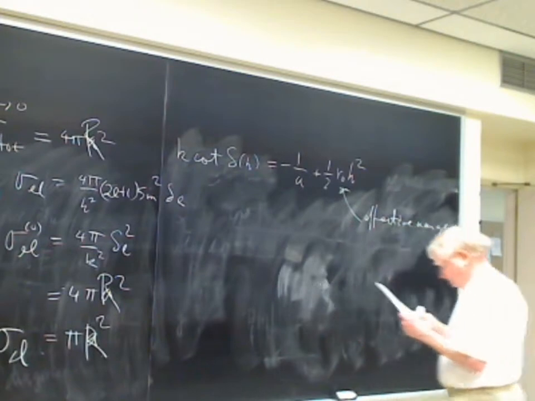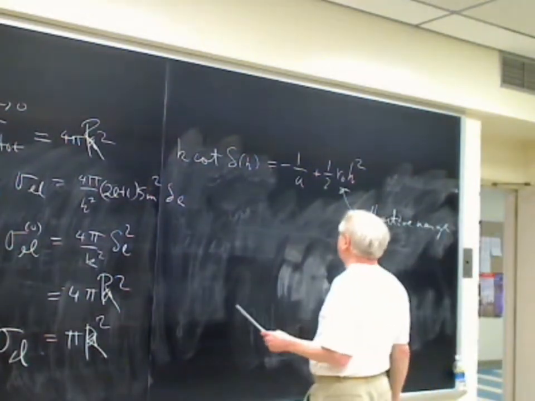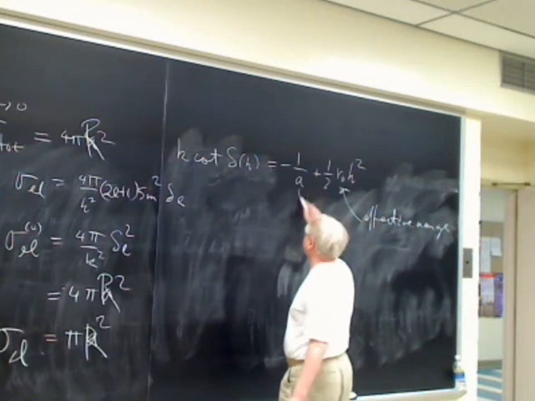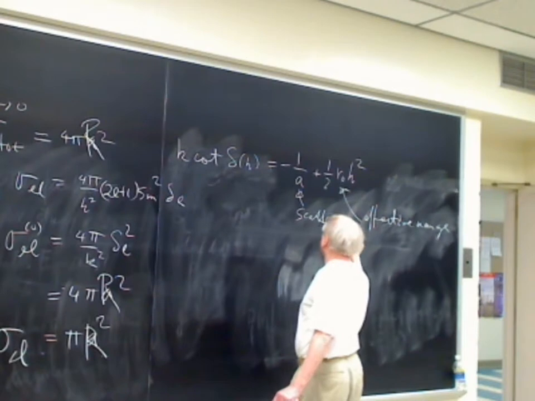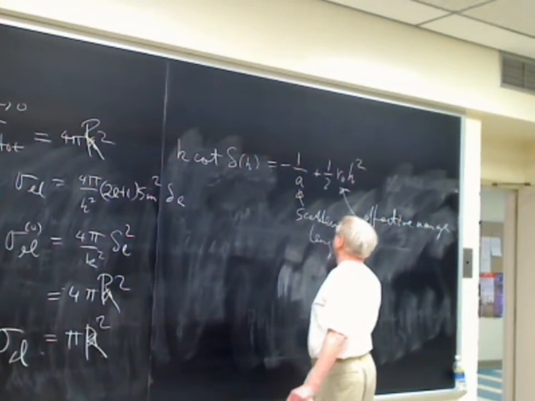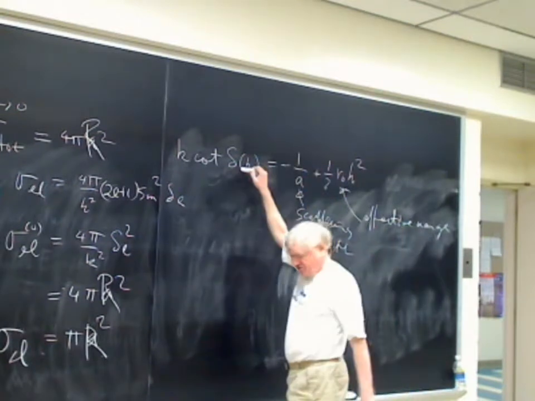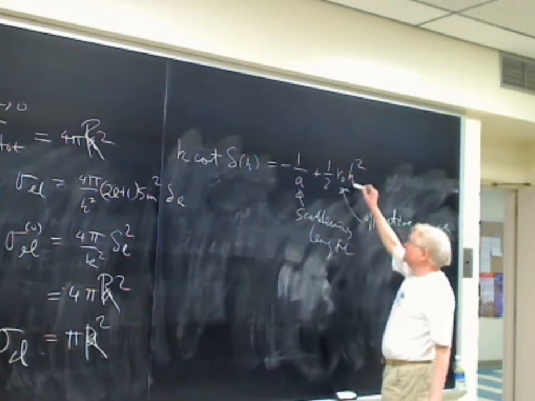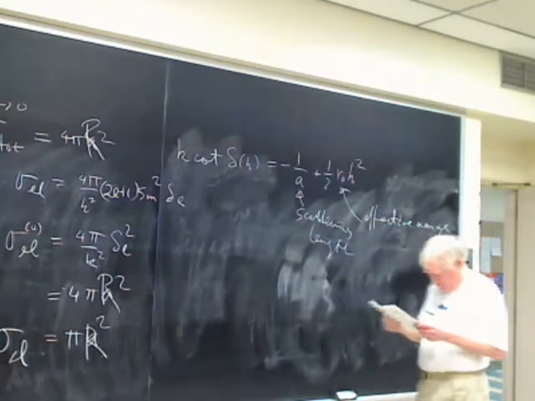So in other words, what we had here was this minus 1 over A is the first term, this being the scattering length. The scattering length was the first term in the expansion of K cotangent delta. And when you add the second term, that brings in the effective range.